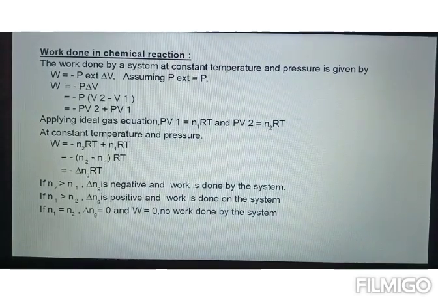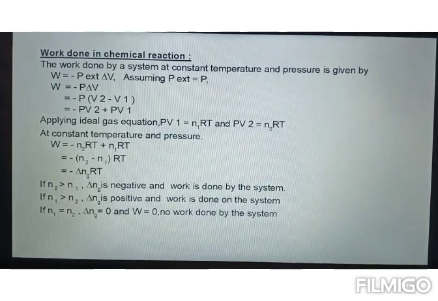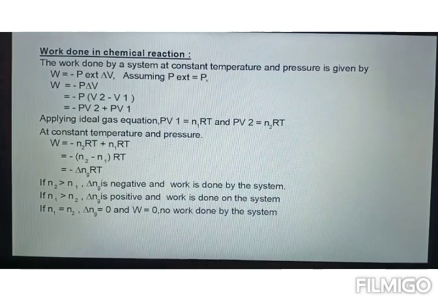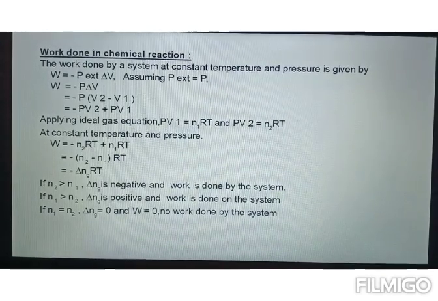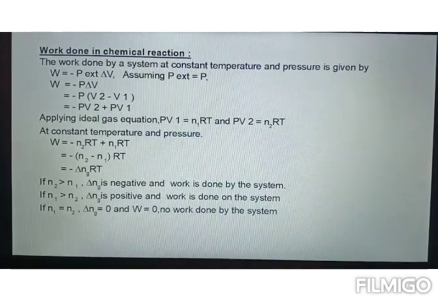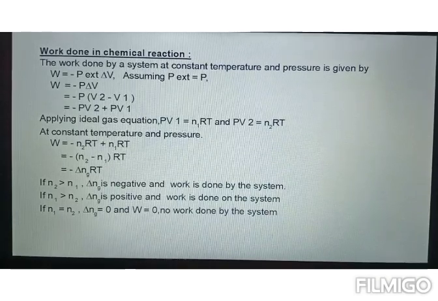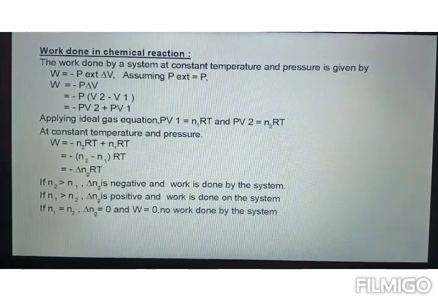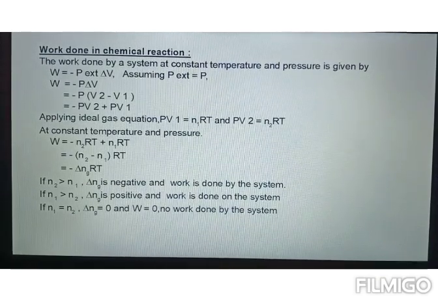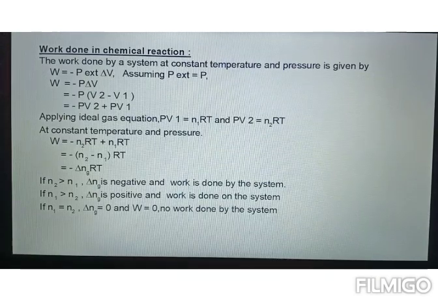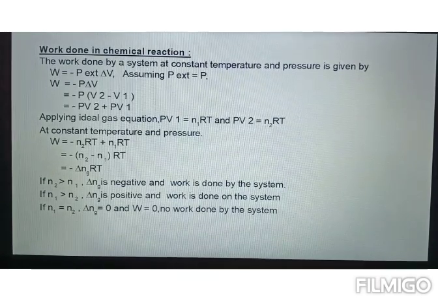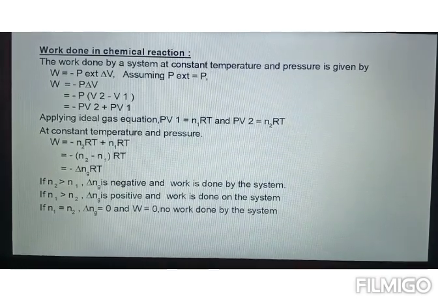Now in this particular expression assume external pressure is equal to pressure of gas, that is P external is equal to P. What we can write is W is equal to minus P delta V. So we replace P external by pressure of gas. Then we have minus P. Just simplify the term delta V, that becomes V2 minus V1, as it is change in volume, that is volume of product minus volume of reactant. V2 stands for volume of product and V1 stands for volume of reactant. So we have minus PV2 plus PV1 after removing the bracket.